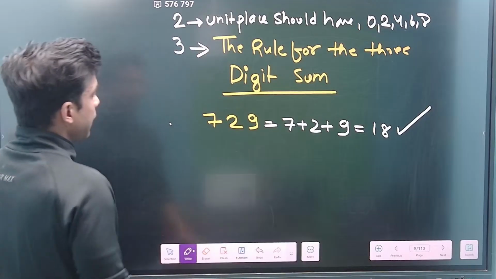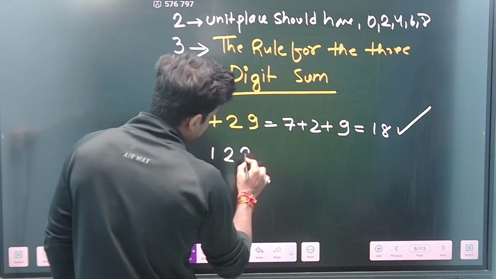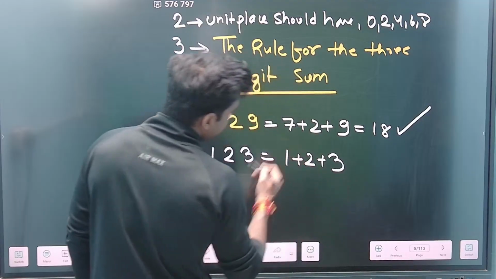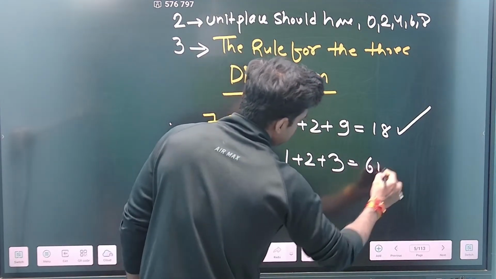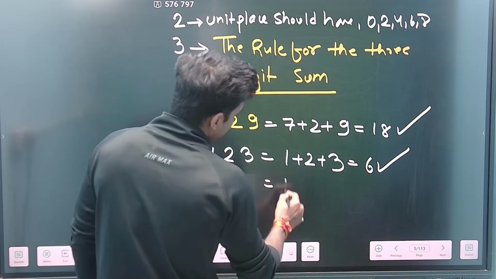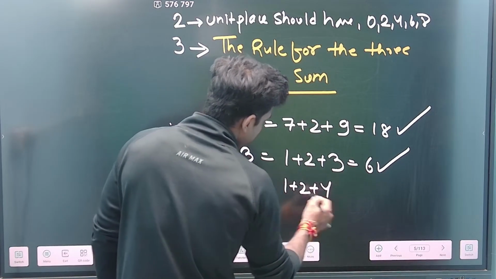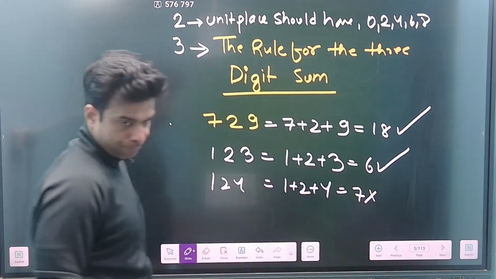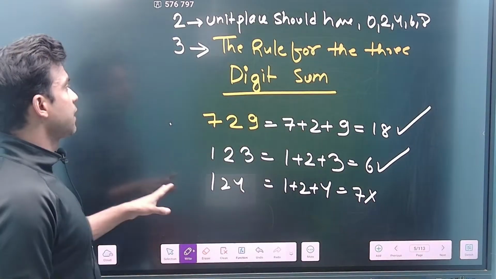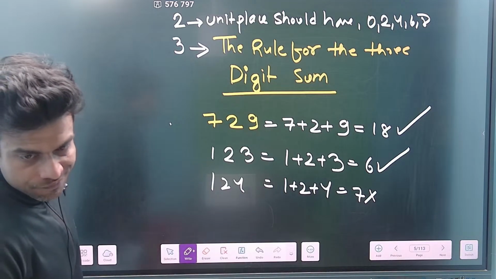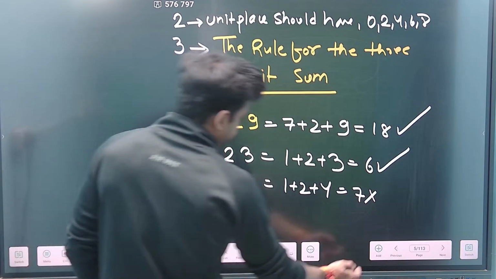Suppose you take a number like 123. Then again 1 plus 2 plus 3 is 6. So this number is divisible by 3. Suppose you take 124, again 1 plus 2 plus 4 is 7. So this number is not divisible by 3. These are the tricks, everyone, to check whether a number is divisible by 3 or not, correct? Let's go to the next part.